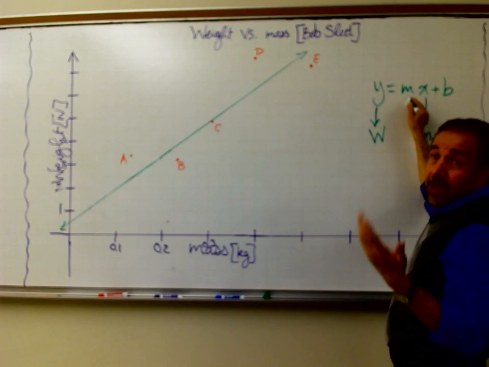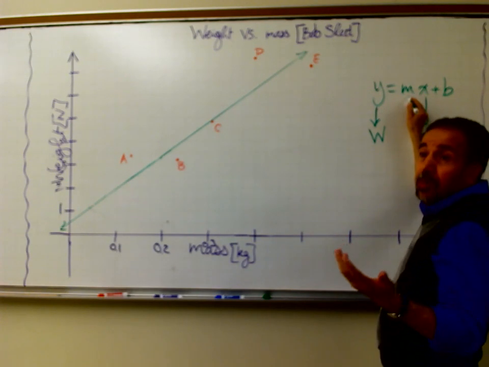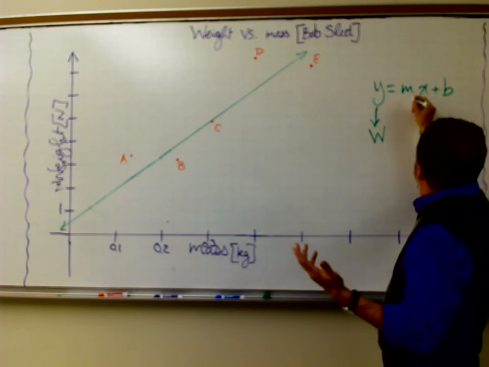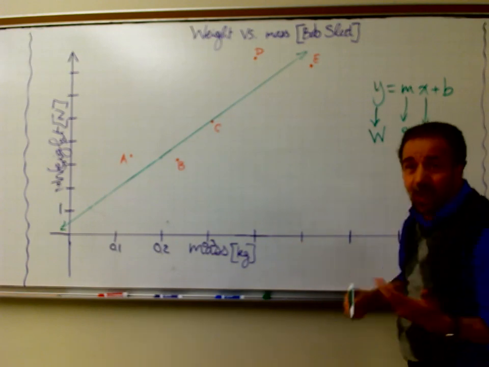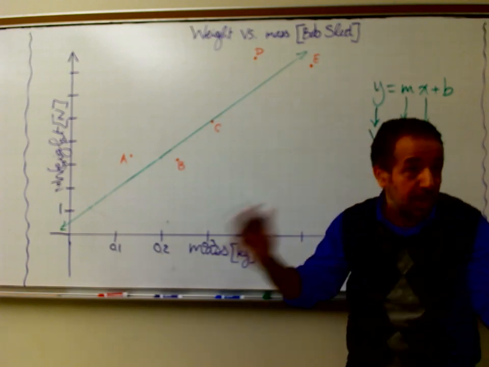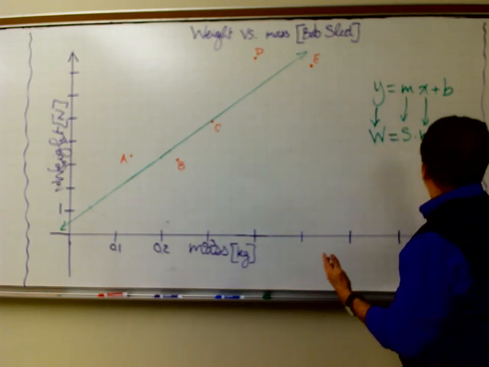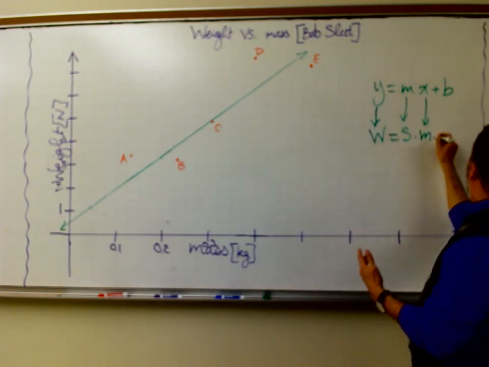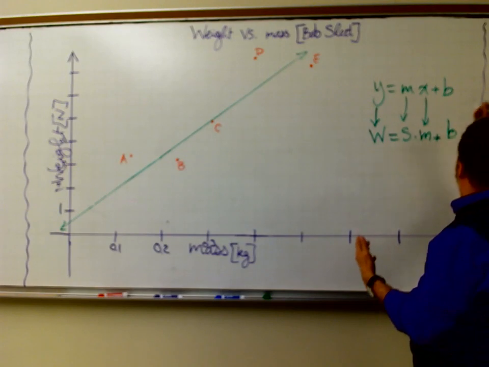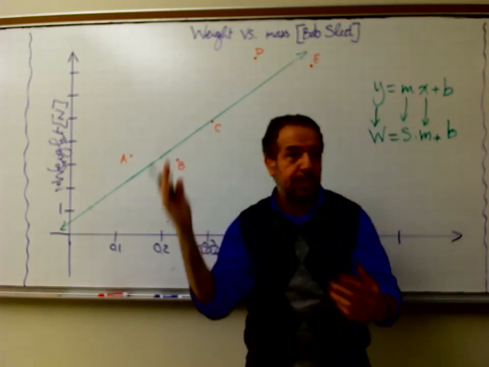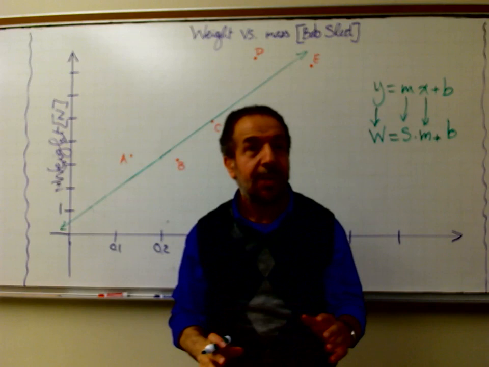Okay? I've never understood why mathematicians would use m for slope. Forget it. I'm going to use s. Slope starts with s. Therefore, I'm going to put s. Is that okay with you? Okay. So W equals some slope times mass plus the intercept. Nobody cares about it. It doesn't matter. It could be b still. Cool or no cool?